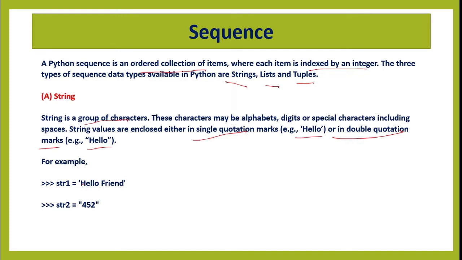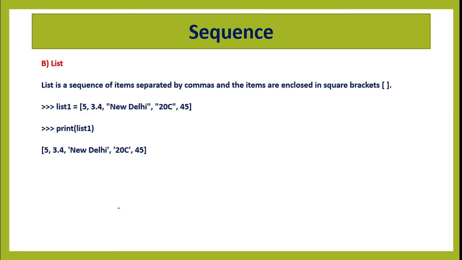For example, str1 is equal to hello friend, then str2 is equal to 452. Both are string variables only. The next one is list. It is a sequence of items separated by commas, and the items are enclosed in square brackets. We simply assign the values 5, 3.4, New Delhi, 20C, 45 to the list variable. Then print the value of list1. It displays 5, 3.4, New Delhi, 20C, 45.